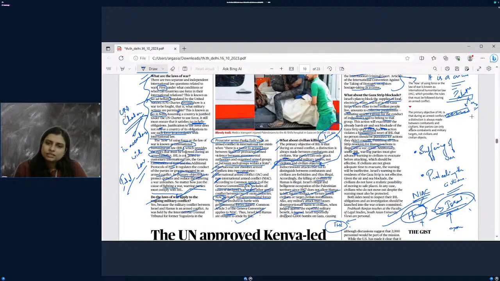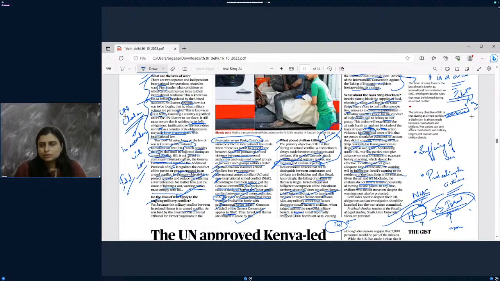Additionally, under international humanitarian law, warring parties must give advance warning to civilians to evacuate before attacking, which should be effective. If civilians were not given adequate time to evacuate, the warning will be ineffective. Israel's warning to the residents of Gaza Strip is not effective. Given the air and sea blockades, the civilians do not have a realistic possibility of moving to safe places.